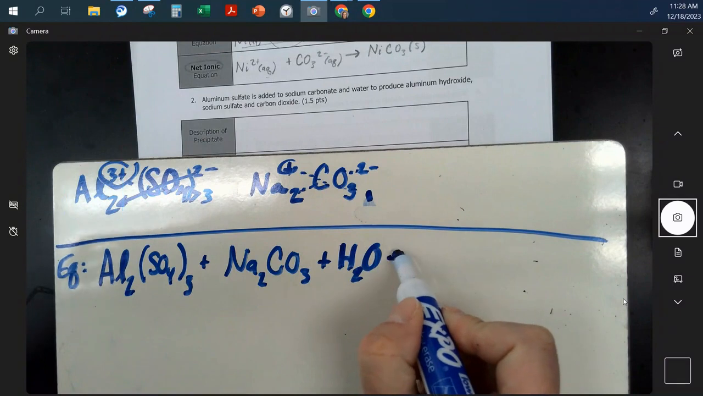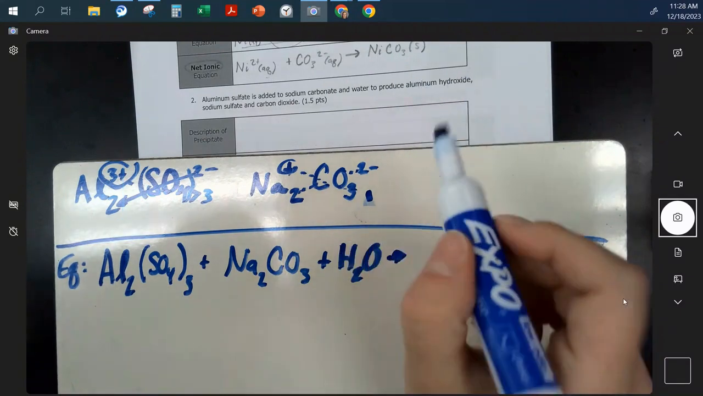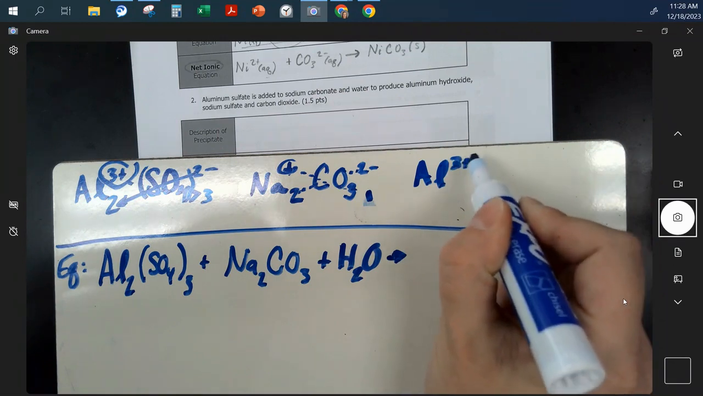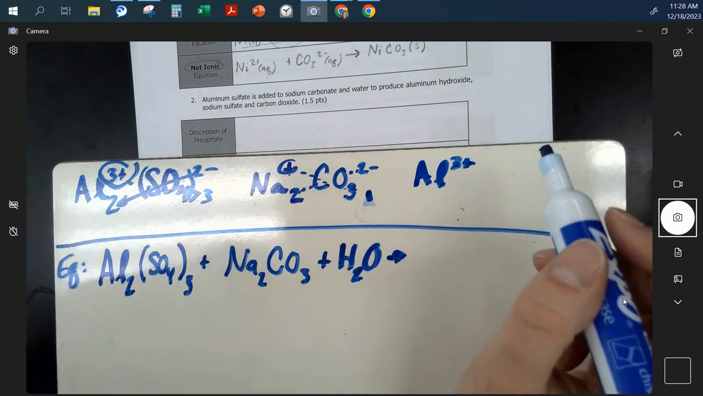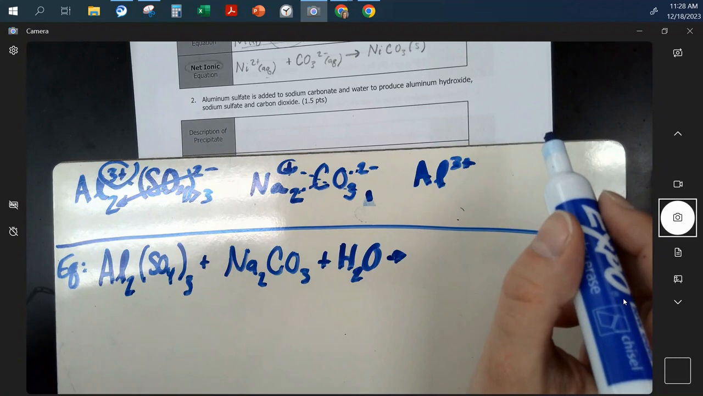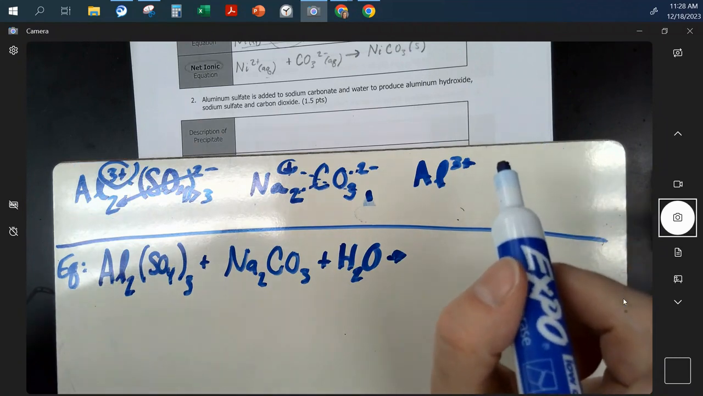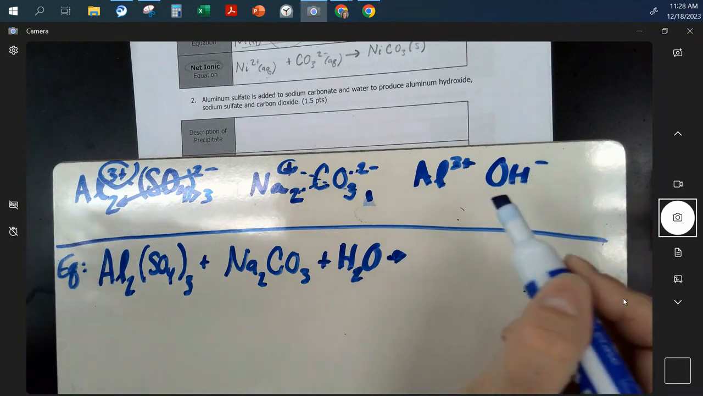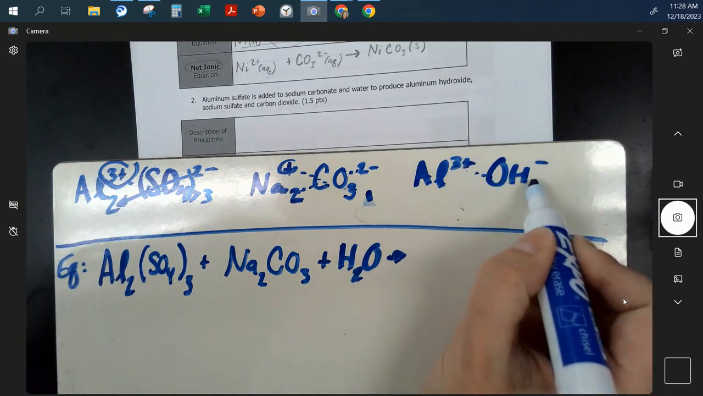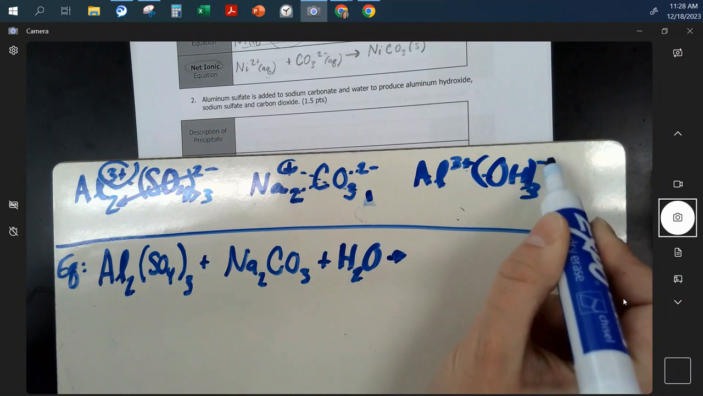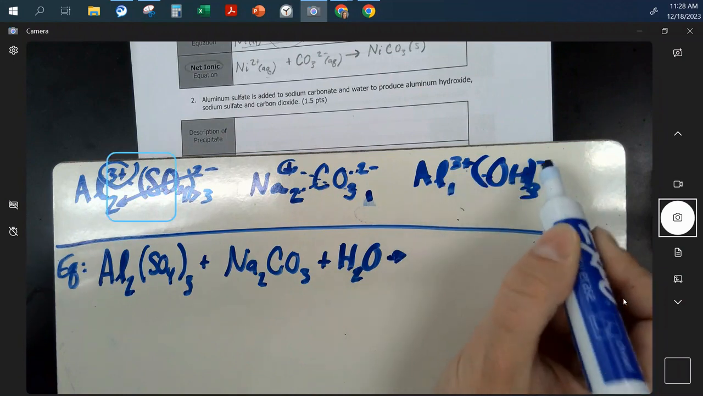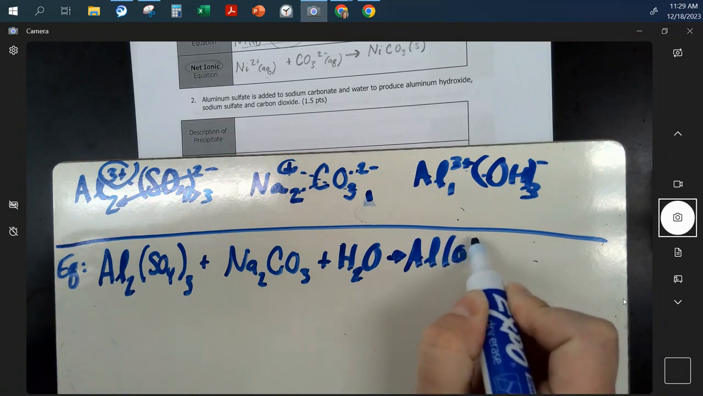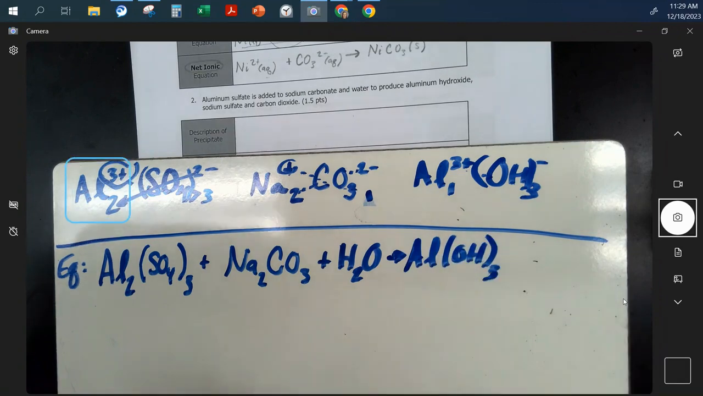So I'm going to put my arrow. Aluminum hydroxide. I know aluminum, we just talked about that. That's a 3 plus charge. What's the charge on hydroxide? Just 1 minus. Hydroxide, OH, is just 1 minus. So then I need 3 hydroxides to balance 1 aluminum. Al(OH)3. That's my aluminum hydroxide.